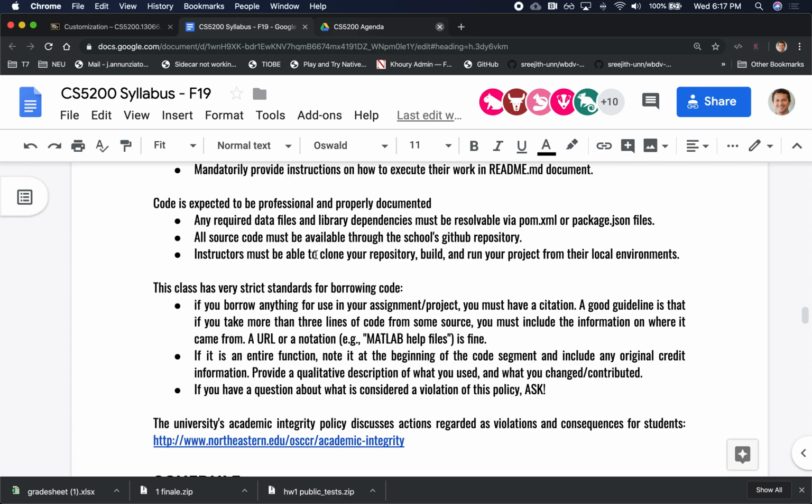Be careful with borrowing code. It's okay to reuse libraries that are out there that are not part of the core assignment or the core requirements of the project. That's fine. Always let us know what you're using that is not yours, right? And obviously, whenever you're in doubt, ask whether this is considered plagiarism or not.